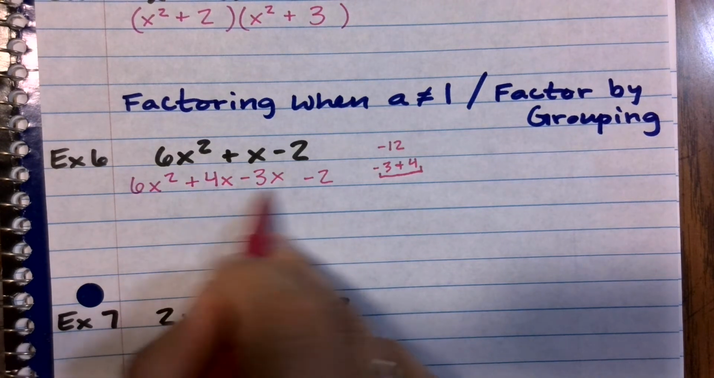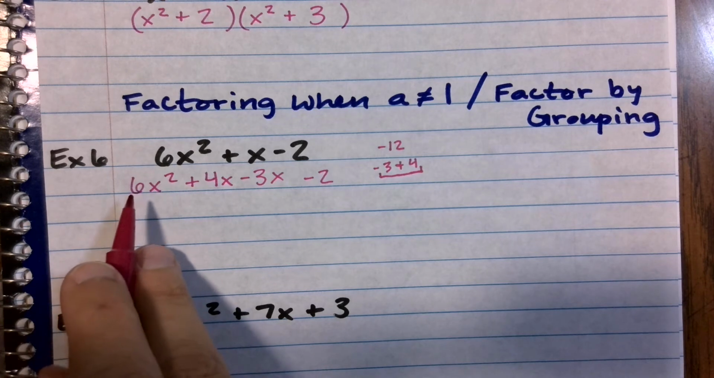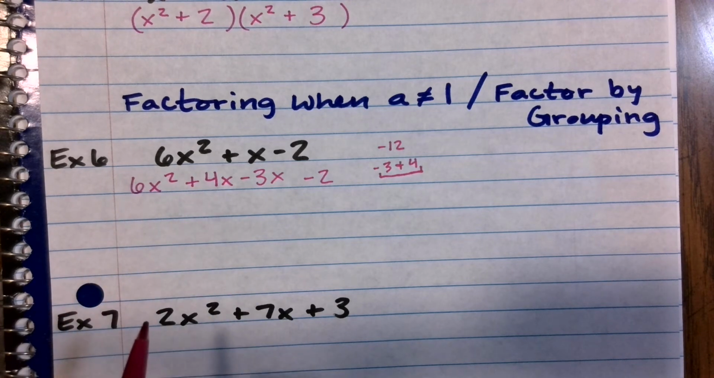Once we have split the middle term, now this is where the factoring by grouping comes in, where we're going to factor out. Jack, choose, please. I'm trying to record.